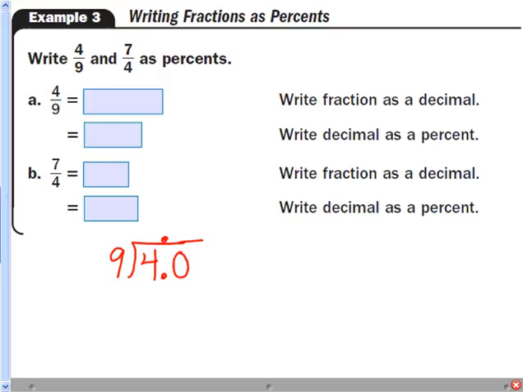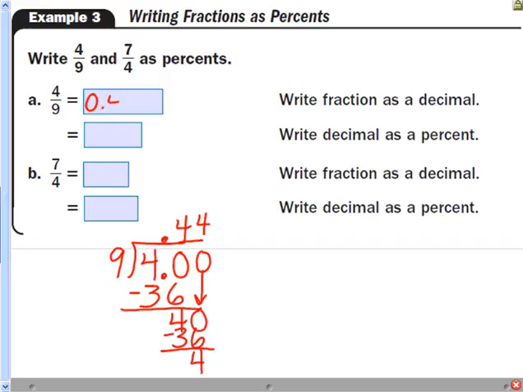9 goes into 40, 9 times 4 is 36, which gives me a remainder of 4. If I bring down another 0, 9 goes into 40 4 times again, remainder 36. And you can see that this is going to keep going forever and ever. So we could say that 4/9 is equivalent to the decimal 0.444 and so on, or we could say 0.4 repeating.